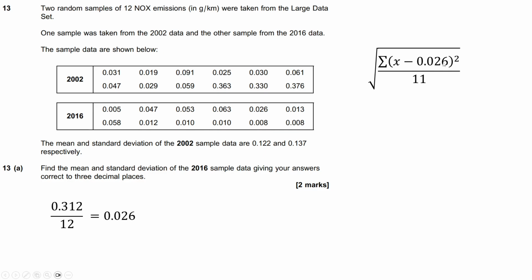Then to calculate standard deviation, this is a formula that you're given, where 0.026, this is x minus x bar, where x bar is just the mean. Then x is just each value, and then you sum each of them. So you'd plug in x equals 0.005, and then add that to when x equals 0.047, and then you just keep on going until you finish. I think your calculator can do that for you, but you'd get 0.021 to 3 decimal places.